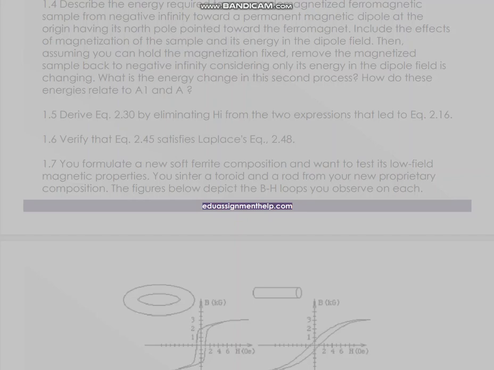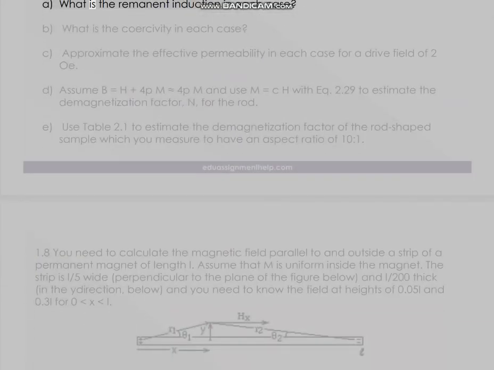A. What is the remanent induction in each case? B. What is the coercivity in each case? C. Approximate the effective permeability in each case for a drive field of 2 Oe.